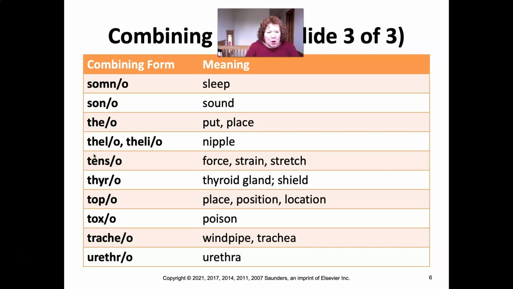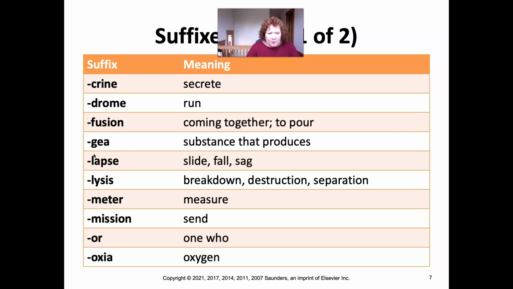Somno, sono, theo. Now notice here, theo, and then you have thelo. There's only one letter difference. So make sure you know the difference. And nipple has two combining forms, theo, theolo, and thelio. So watch out for that as well. Tenso, thyro, topo, toxo, tracheo, urethro.